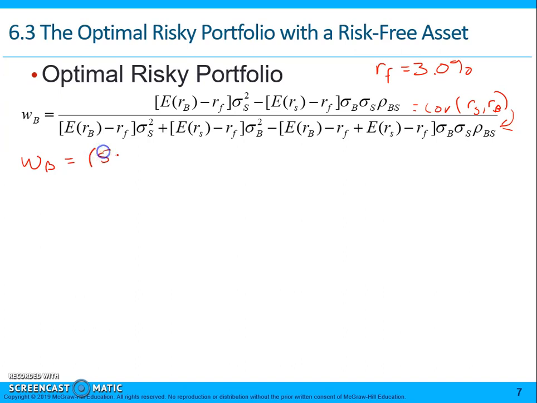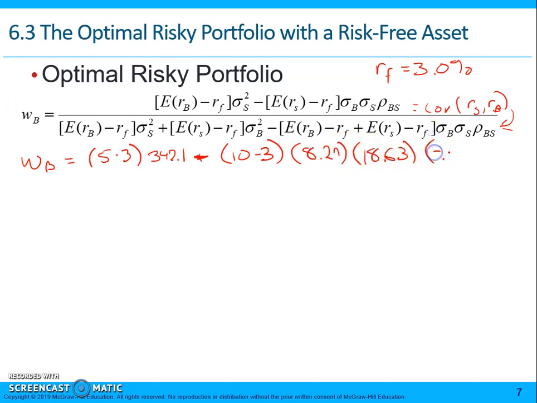So this is 5 minus 3. The variance for stocks, 347.1. This is a minus. So, and this is 10 minus 3. And then the standard deviation for bonds is 8.27 and 18.63, and then minus 0.49. So that's the numerator for this equation. And I'll show you in a minute how to simplify this.